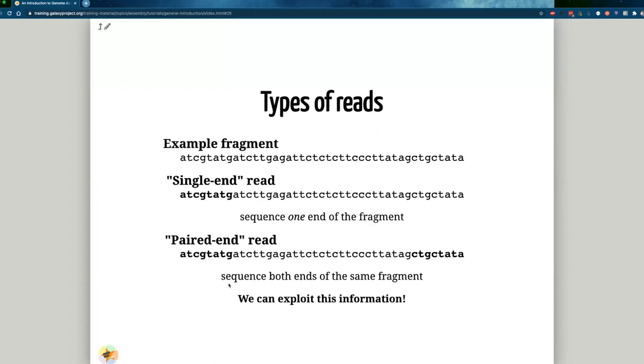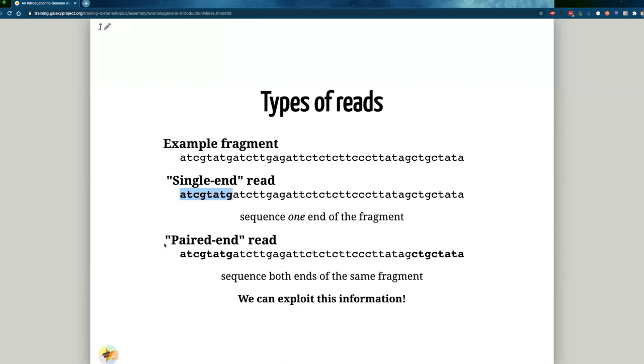We can change the type of reads that we produce. So say we have this example fragment. This is a fragment of our genome. So we've sent our sample off to the lab. They've broken it down into small little pieces so it'll fit into their machine. And originally what they would do is read one end until the machine stopped working, and then they would call out the read. And so they would only sequence one end of the fragment.